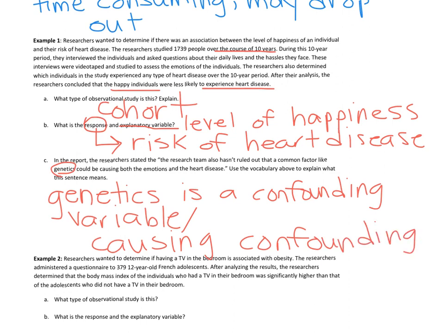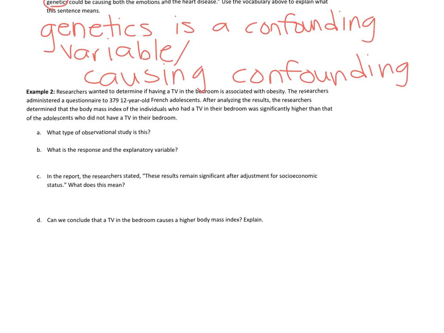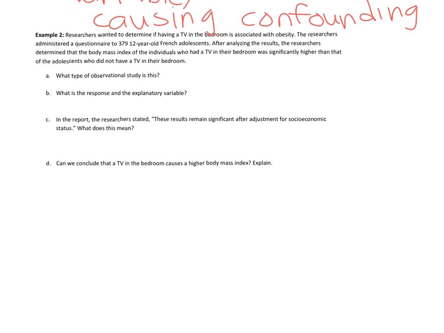All right, so one more example for you guys. Go ahead and push pause for this last example and come back and check your solutions. Okay, so we want to determine if having a TV in the bedroom is associated with obesity. So what type of observational study is this?